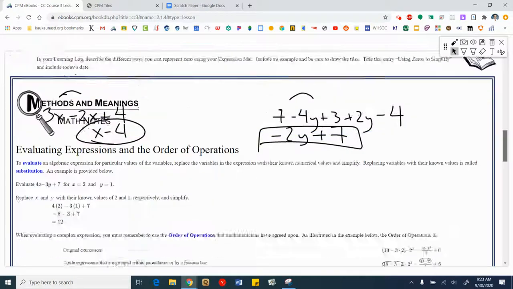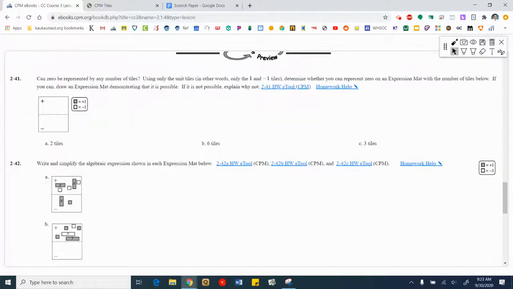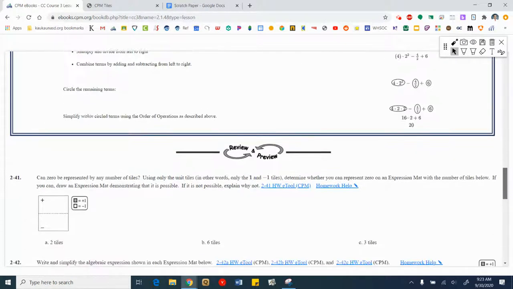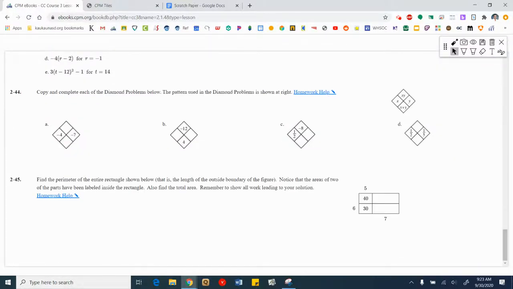The homework, once again, is going to be all the review preview problems. I'm going to start at 241, go all the way to 245. And that is it for today.